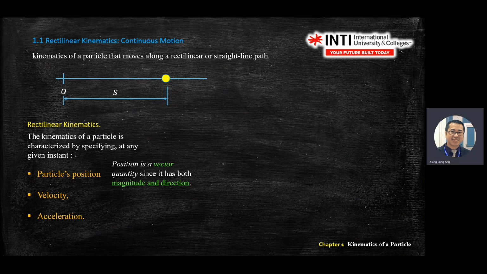Again, we deal with vectors. Position is a vector quantity. Remind yourself that a vector has magnitude and direction. Once you have a vector, you have magnitude and direction. Magnitude is what you measure with a ruler. Direction is either to the left, to the right, or a certain angle.